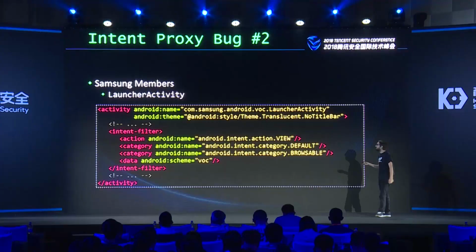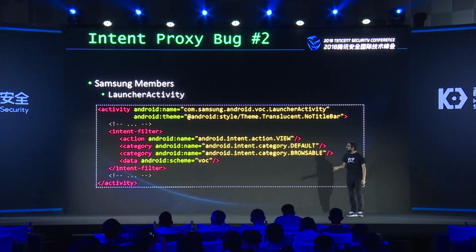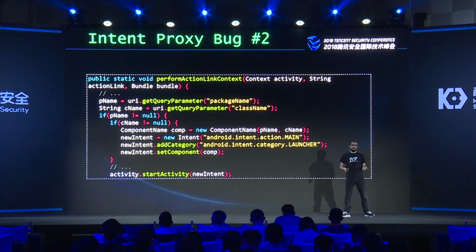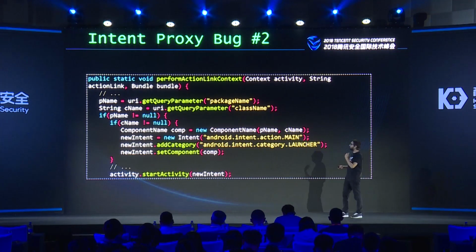This one is in Samsung Members. This one is a browsable, enabled, exported activity called launcher activity. And this is what it looks like. It will take two arguments, package name and class name. It will take those two arguments and create a new intent from them, and it will send this intent onto the package manager for resolving.